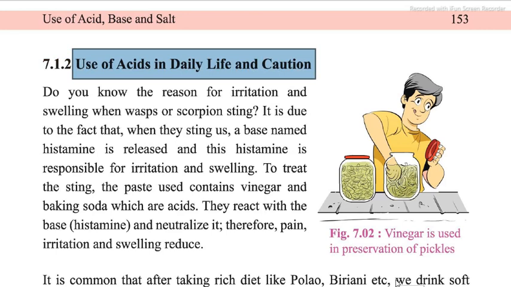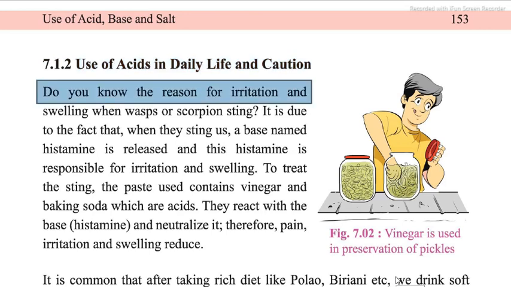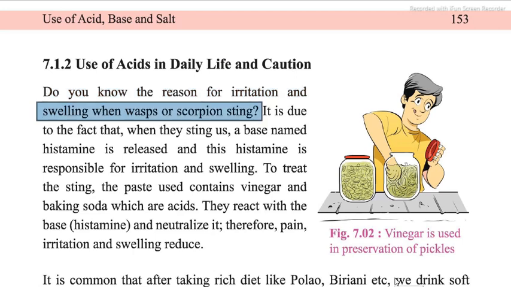Use of acids in daily life and cuisine. Do you know the reason for irritation and swelling when wasps or scorpion sting? First of all, we will know what is irritation. Irritation is a discomfort that causes a feeling of annoyance. What is swelling? Swelling is an increase in the size of any part of the body.